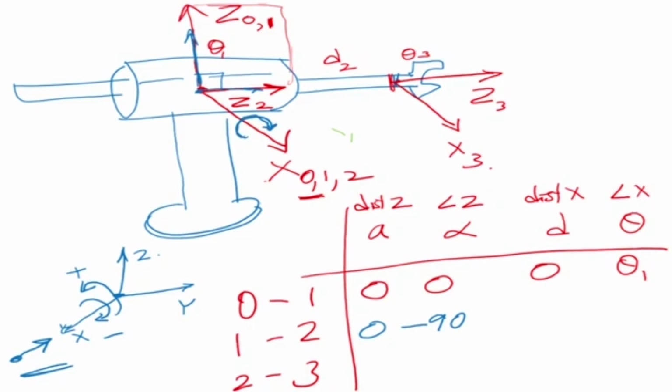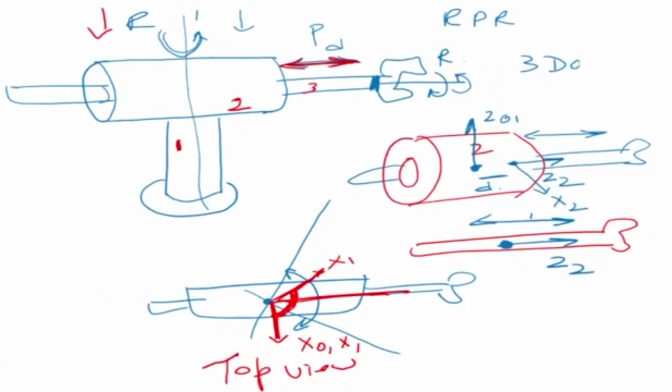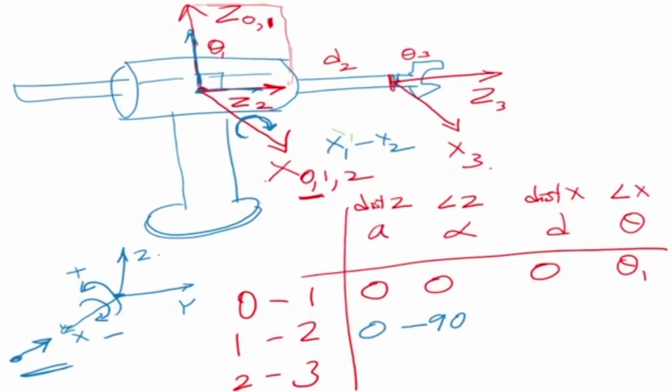What about the distance between the axes? Now when joint 2 moves, axis 2 moves, the distance between x1 and x2 will change. Going back to the previous figure, we have seen that your x1 is here and x2 is here. So this distance will change when axis 2 moves. So this is my distance d2.